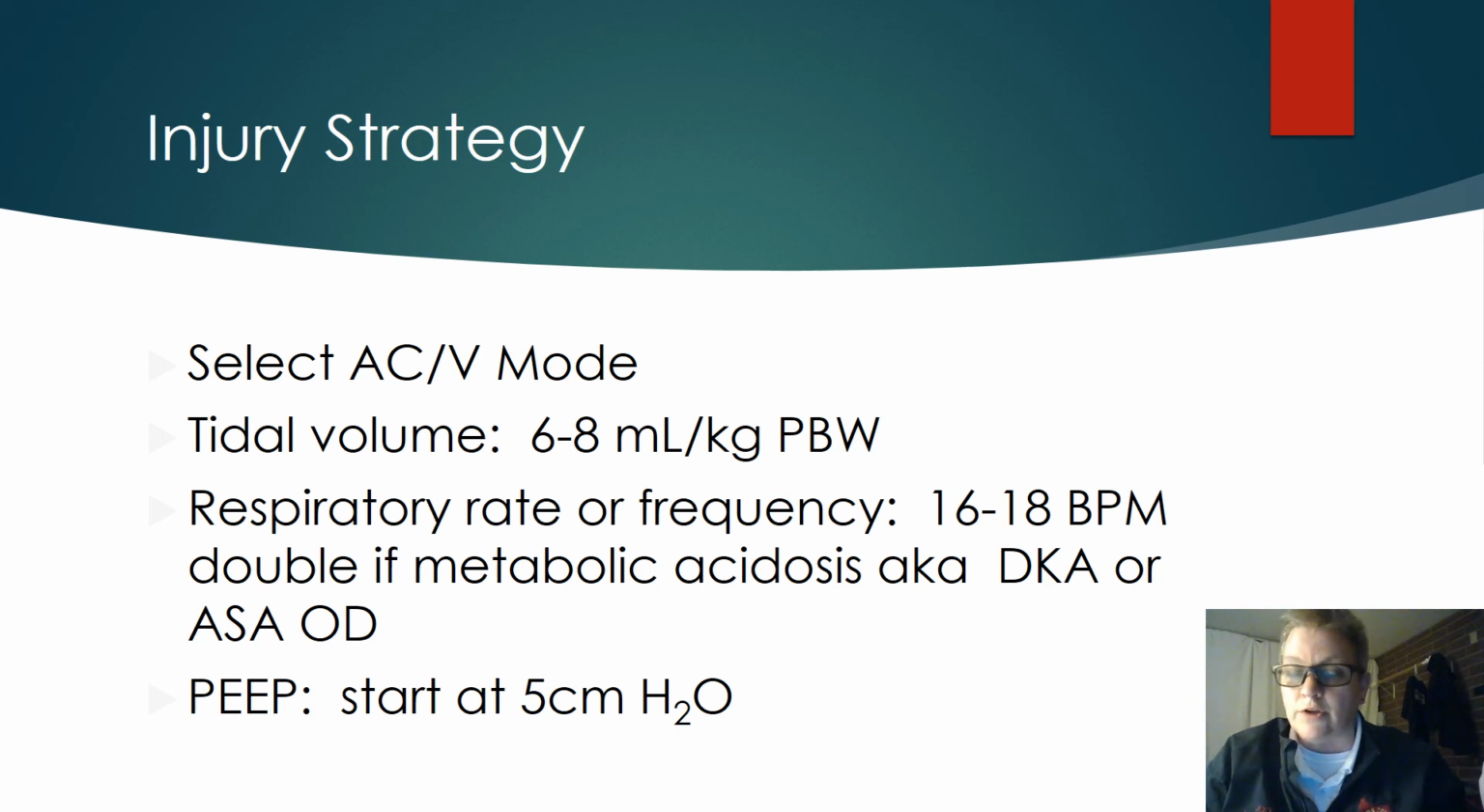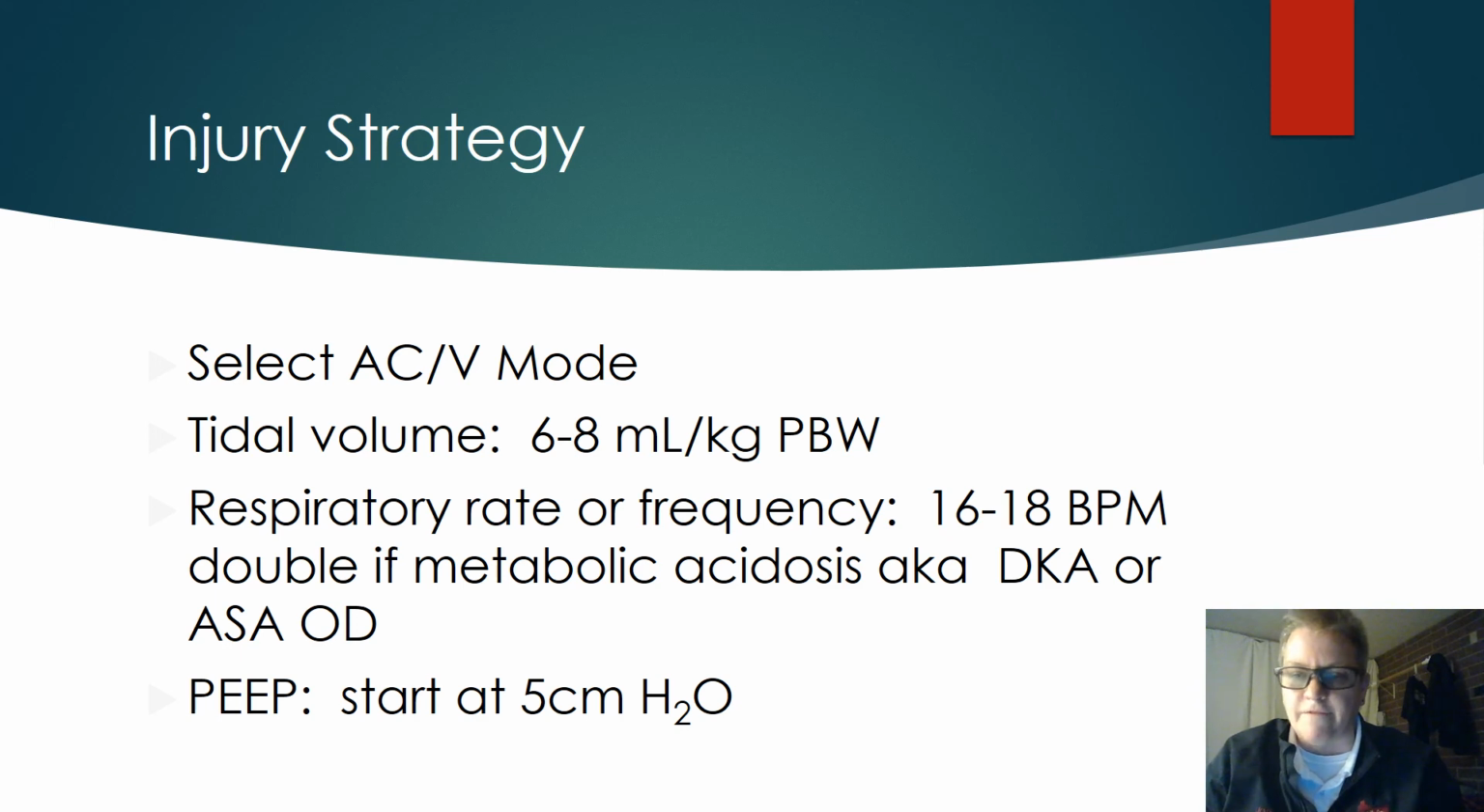We're going to understand that we're going to have to double that respiratory rate if they're severe metabolic acidosis, DKA, or aspirin overdoses. You're just going to have to double that respiratory rate. But remember, 6 to 8 milliliters per kilogram predicted body weight. Injury strategy, we're going to have a frequency or a respiratory rate of 16 to 18. Okay, and we're going to start the PEEPs at 5. That's pretty easy.